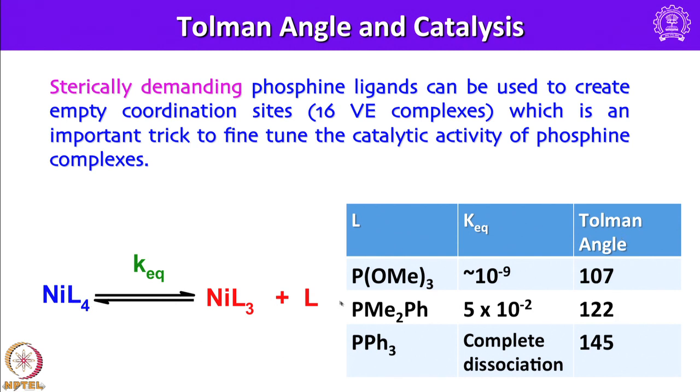So when you consider triphenyl phosphine, complete dissociation happens the moment you put it into the solution, because the Tolman angle is 145. That means as the angle increases, because of steric crowding, dissociation of 1 or 2 phosphines becomes very easy. So that means if you make any phosphine with bulky ligands, prior to the oxidative addition, it readily forms 14 or 16 electron species, and this information readily comes from simply looking into the Tolman cone angle. So this is where Tolman cone angle assists in looking into the catalytic properties of some of these phosphines and their metal complexes.